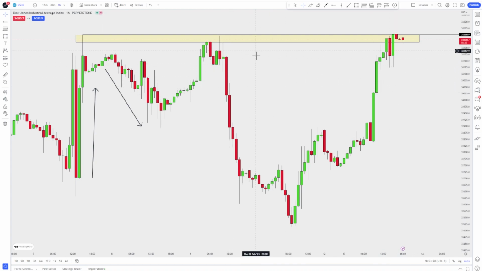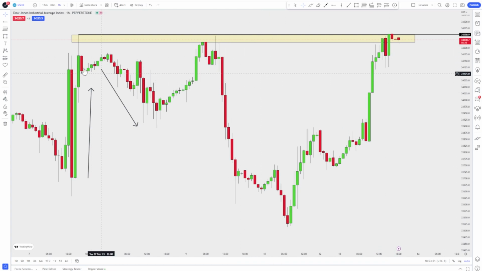So with our resistance all the way up there, you can see that our resistance wasn't only tested once. We can see that price was rejected firstly here, and then because price has memory, it was rejected again at that same area. So it faced rejection again on that same area.